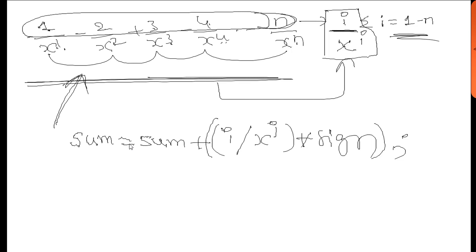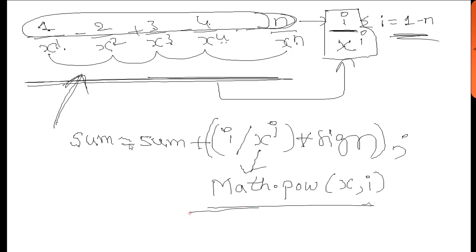But how can you write x to the power of I in Java? There is a class called Math class present, Math dot. There is one method called pow, power of x comma I. This is how you can write x power I.